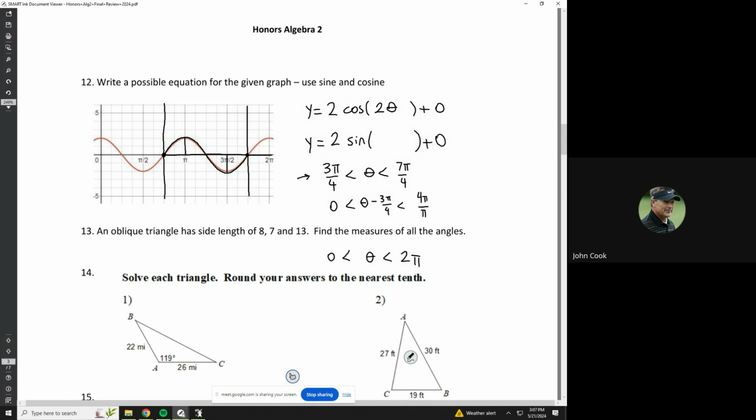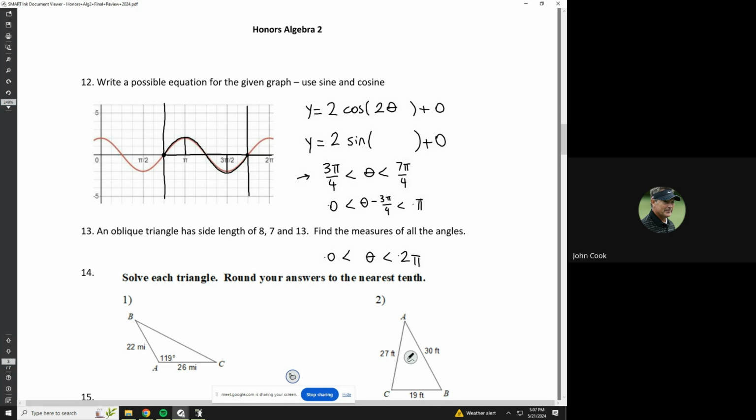Do I need to do anything more with that? Because 4 pi fourths, if I just reduce that, that's just pi. Okay, so I'm at a good spot now. Now, all I need to do is make the 0 into a 0 and the pi into a 2 pi.